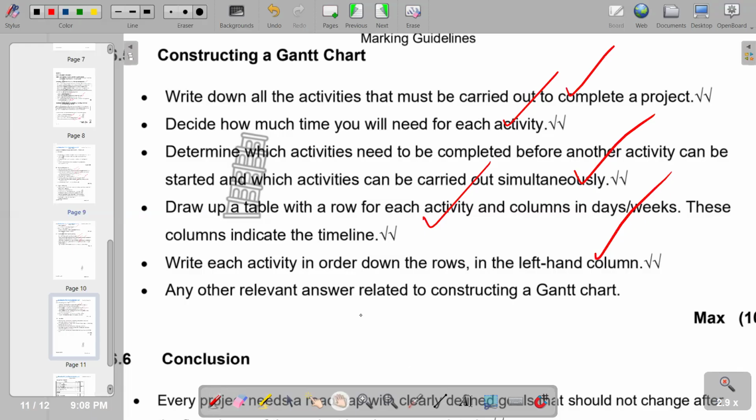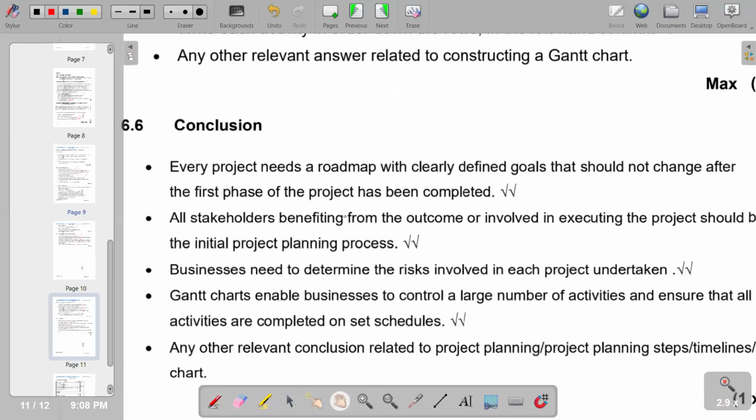And of course, this is a typical conclusion that you can come up with according to our essay.